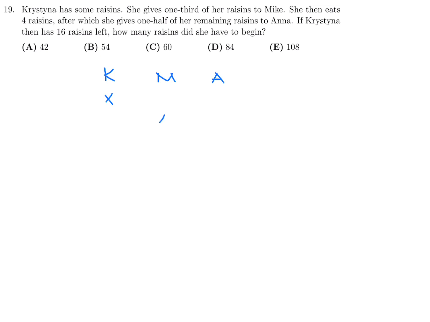She then gives 1/3 of her raisins to Mike. So if she gives 1/3 away, that means she has 2/3 remaining. Then she eats 4 of her raisins. So now she has 2x over 3 minus 4. And then Mike still has x over 3. And then she gives half of what she has remaining to Anna. So half of what she has remaining would be half of 2x over 3 minus 4. And then the other half, of course, she still has.